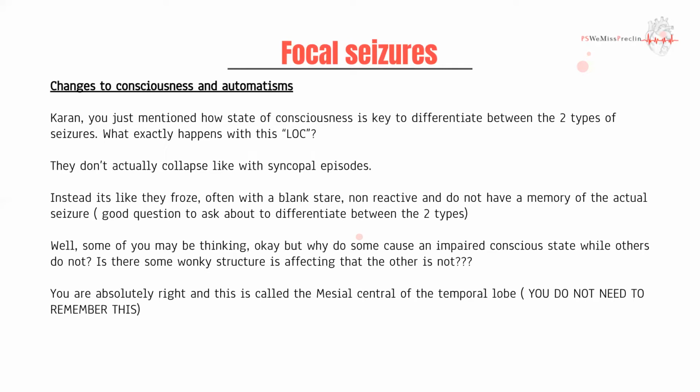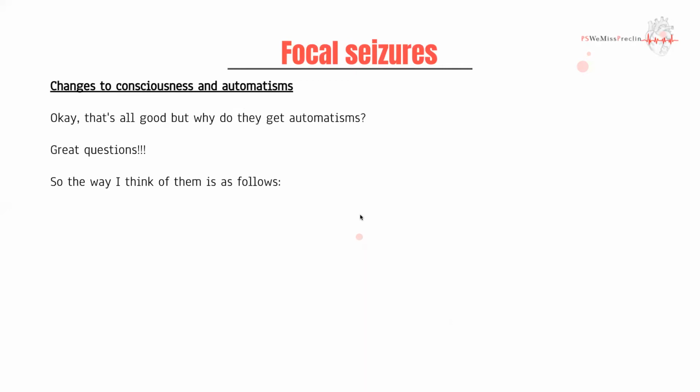The part that determines whether their awareness is impacted is a center in the temporal lobe called the mesial center. Now, you don't need to remember this, and it doesn't come up on exams, but it's really good in terms of understanding why these things happen and putting everything together in kind of a relatively structured format. So we have the mesial center, and if that is affected, you can end up with impaired awareness. Hope that makes sense so far.